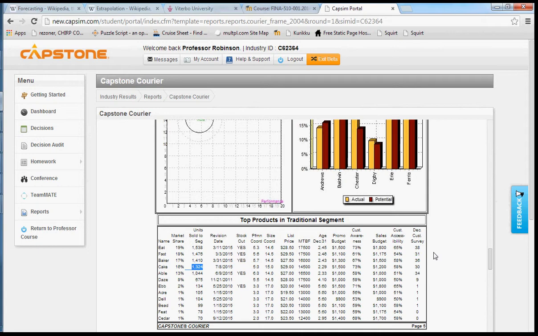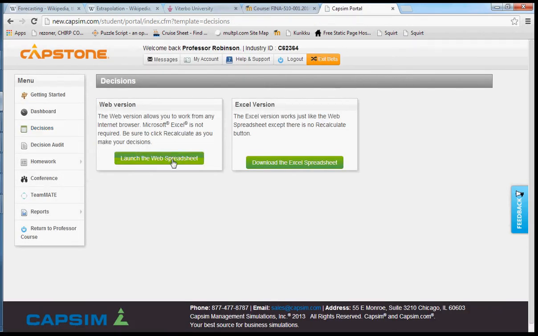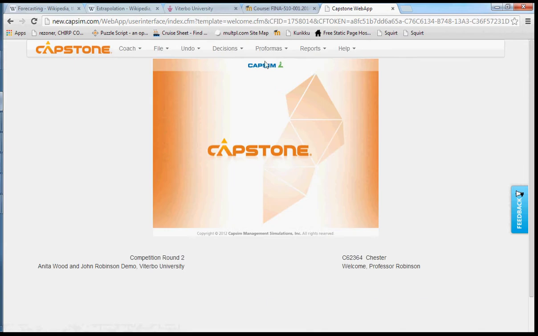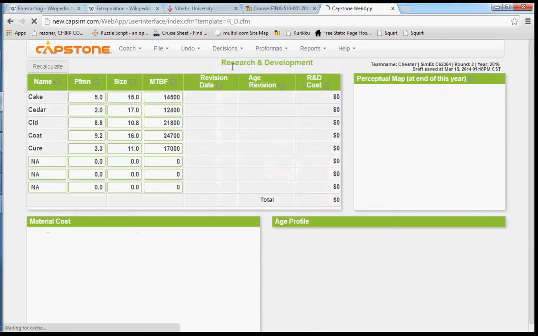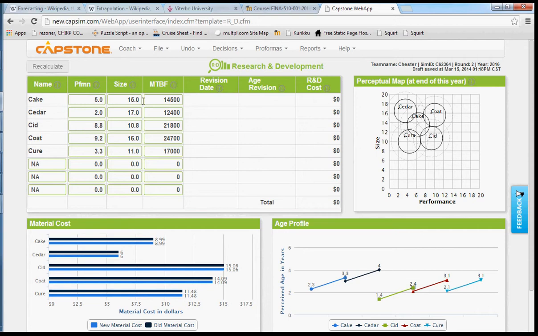And so that is done in the Decisions tab, and if we do research and development, Cake has an MTBF of 14,500, and the competitors were more like 17,000. So if we make a change, we can recalculate, and it gives an age at revision, a revision date, a time to revision. So that's just one example of the kind of thinking and changes you'll be doing in the simulation.